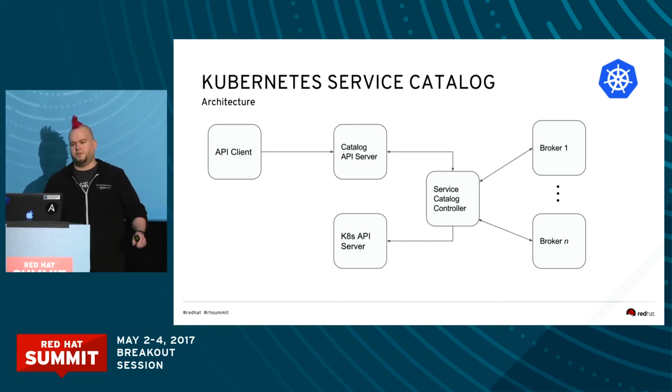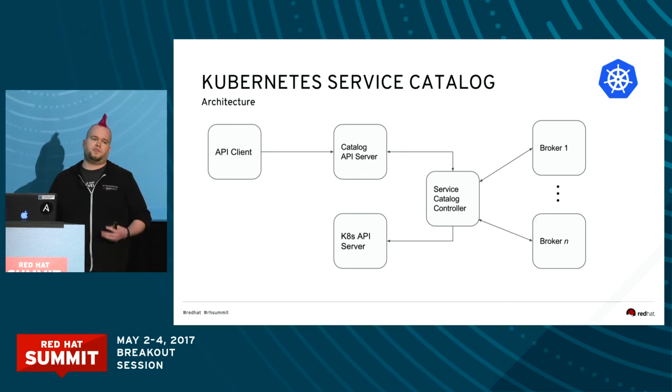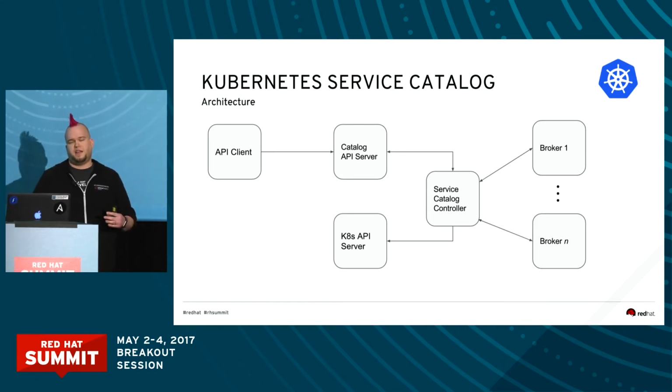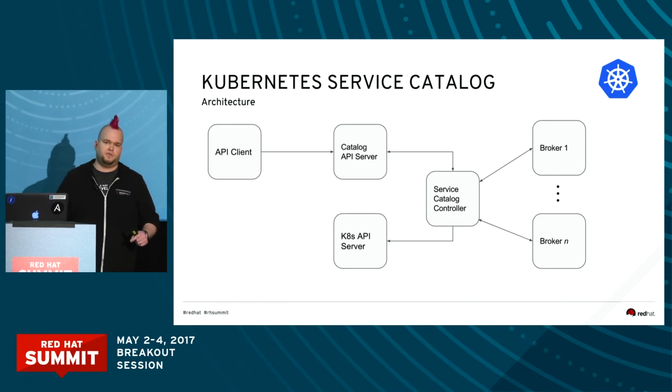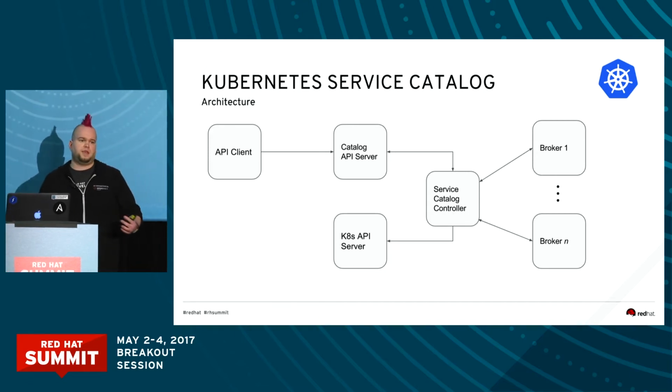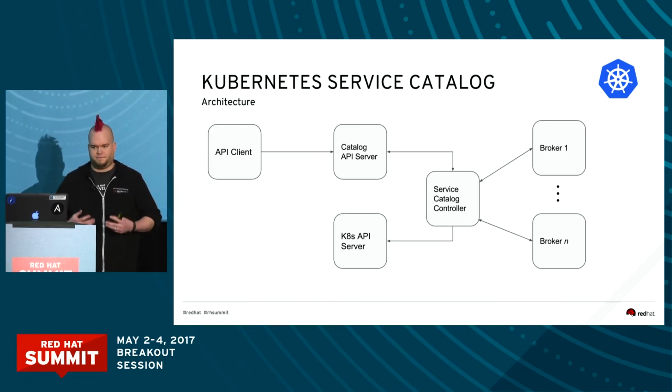You'll notice also that the Kubernetes API server is also on this diagram. The service catalog controller needs to talk to that to manifest the result of a binding into the user's namespace that creates the binding.